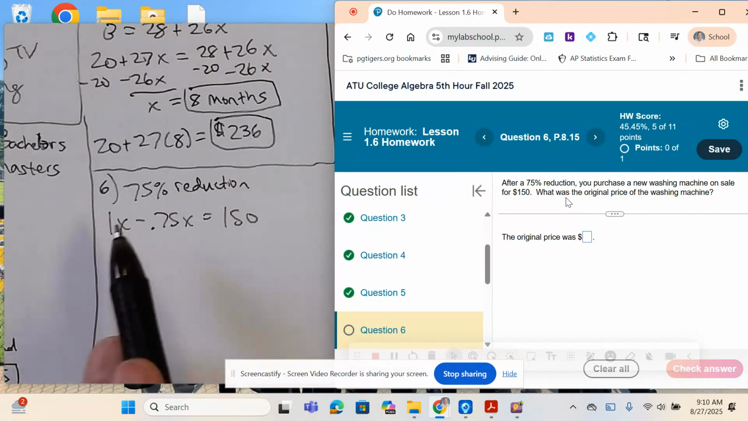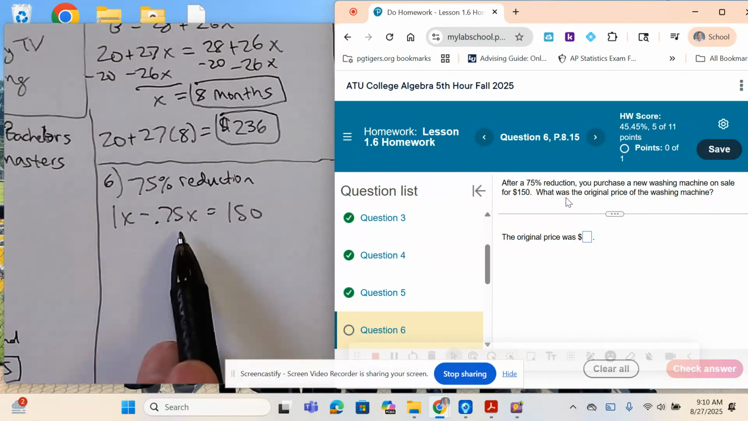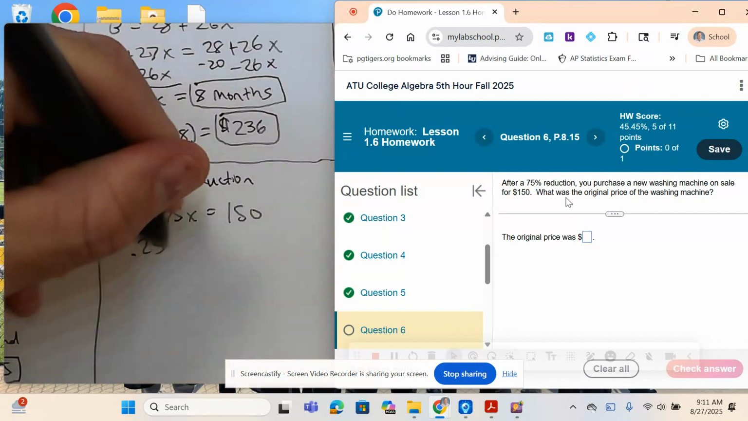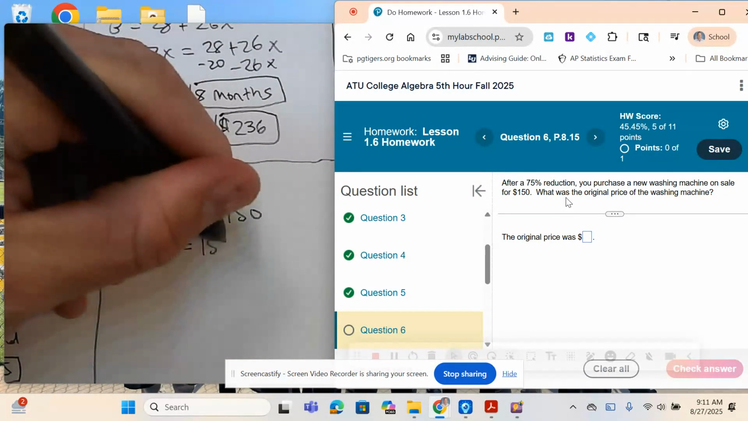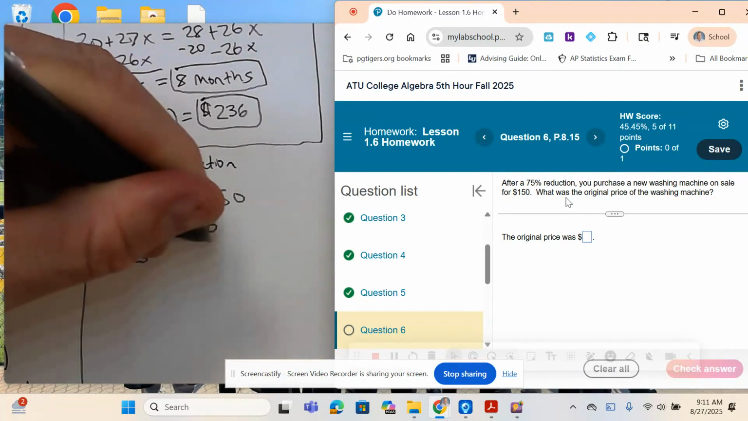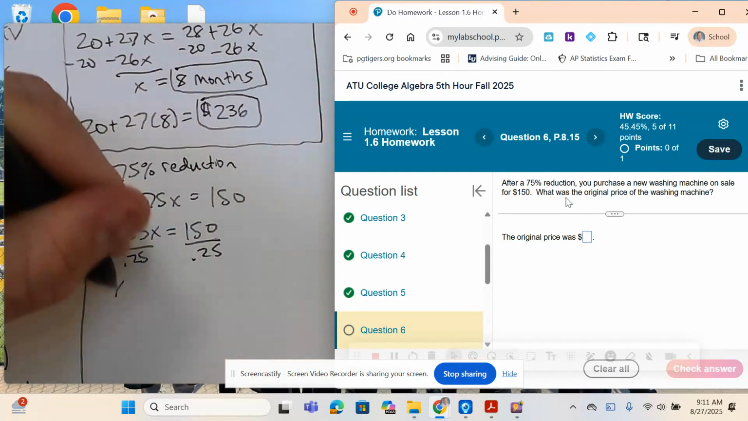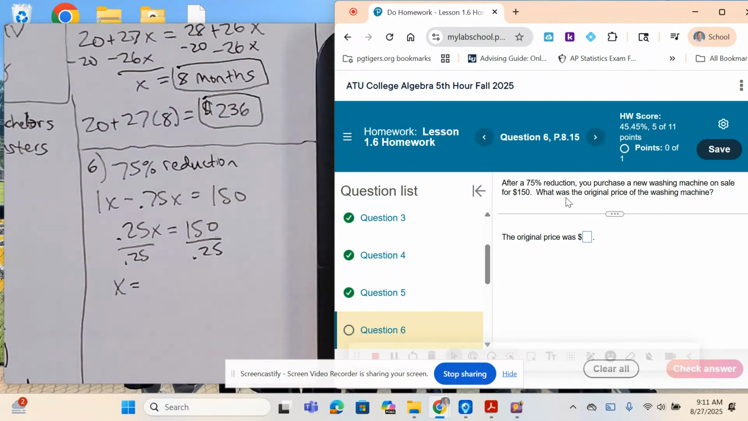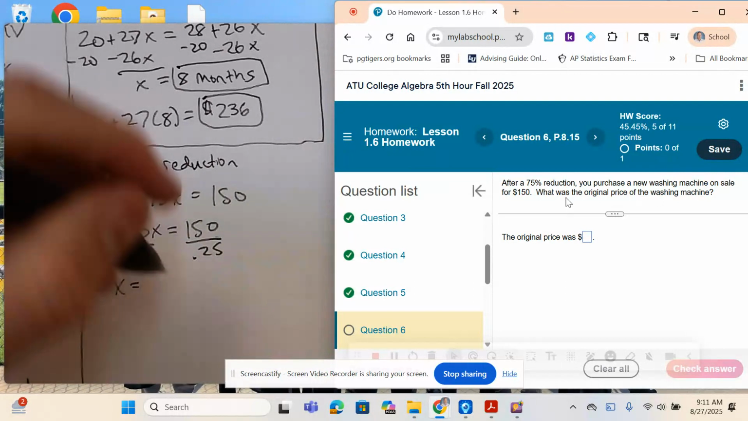So 100% of the price minus 75% of the price, a 75% reduction, means you're paying 25% of the price. So 25% of the price was $150. So now I've got to divide by 0.25. And so you should be getting a lot larger number because you're talking about the original. So $600.